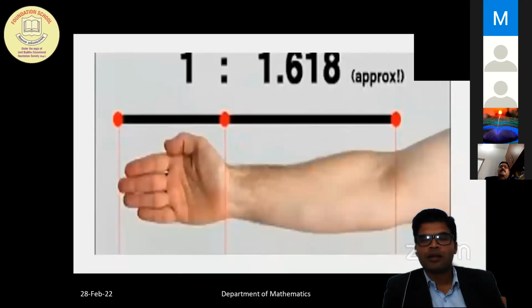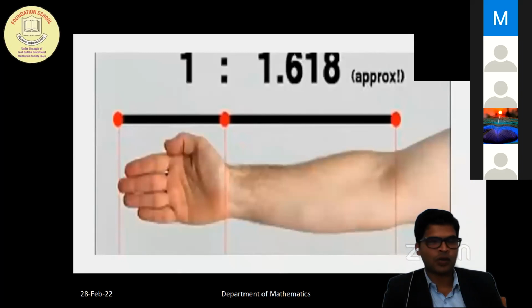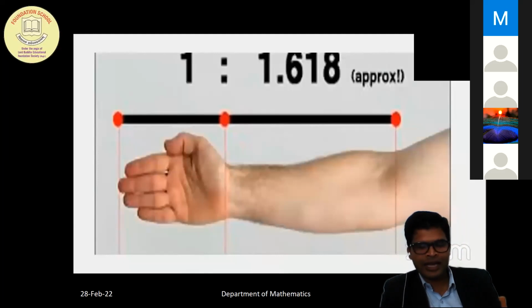Even the man's palm and from palm to the wrist is in the golden ratio. Whether you are a child, a young man, or an old man, the human structure is in the form of the golden ratio. So it was a great observation that the mathematical ratio is actually around us, and someone has observed that it fits everywhere.